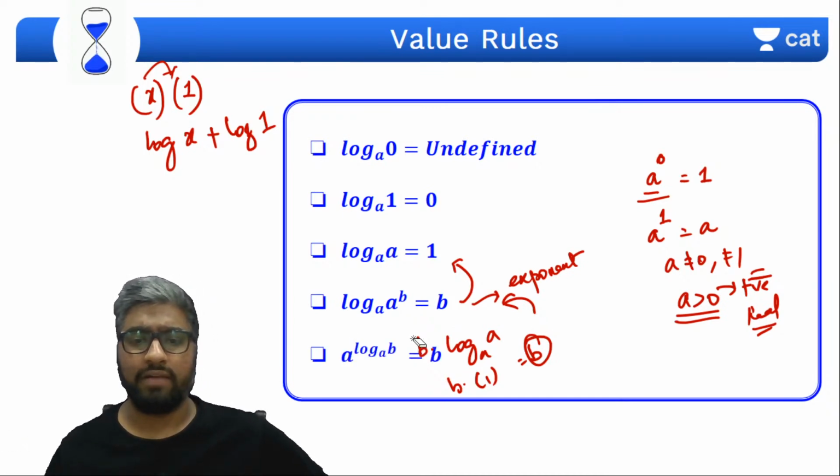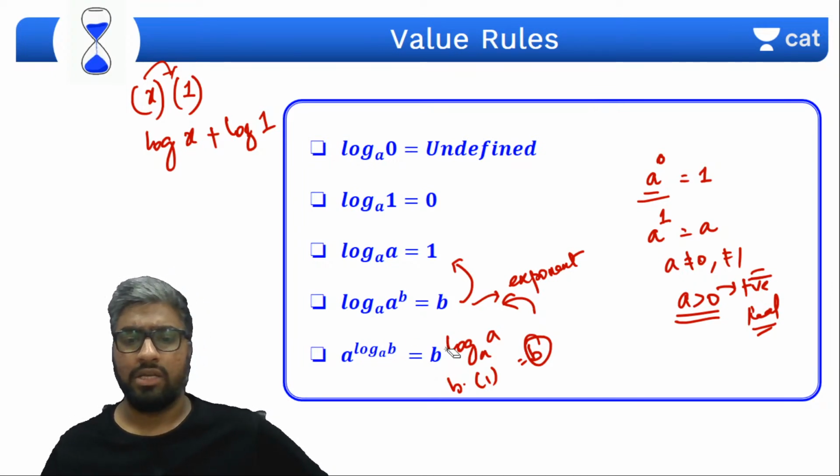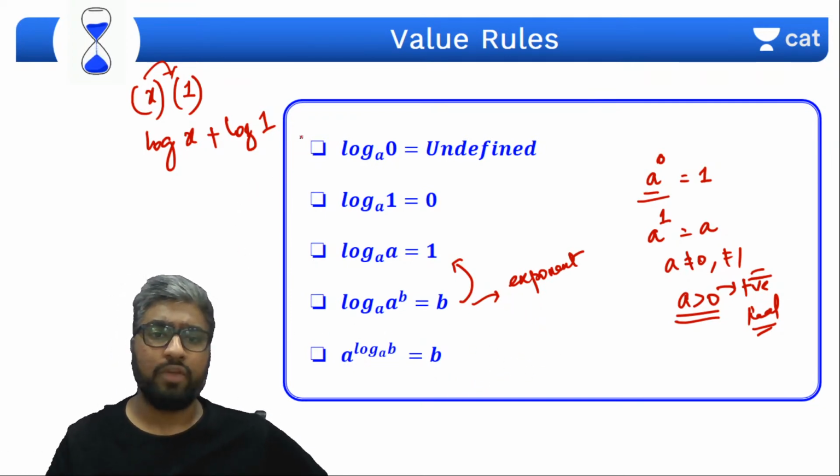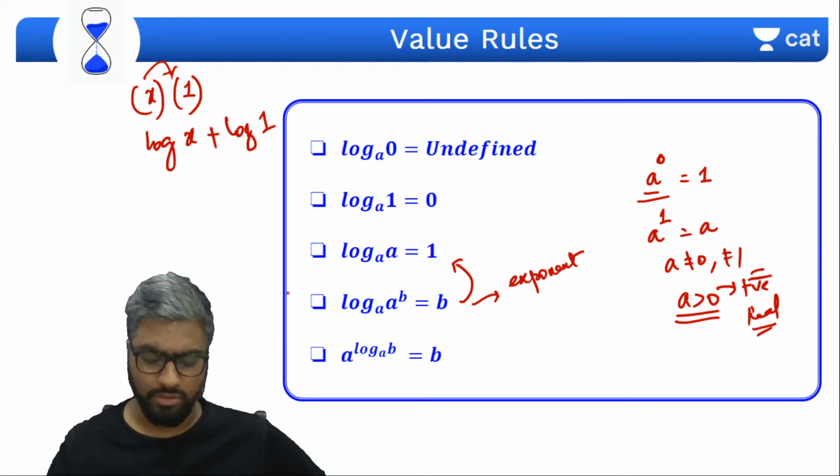Next, what do you have? Yes, if everything is raised to the power something, right? If a is raised to the power log b to the base a, that is base raised to the power log of itself, then what would you get? b again. Yes. Are you getting this? So these are the rules of values. If you have any question in any of these 5 rules, ask. Otherwise, let's move ahead to the examples.